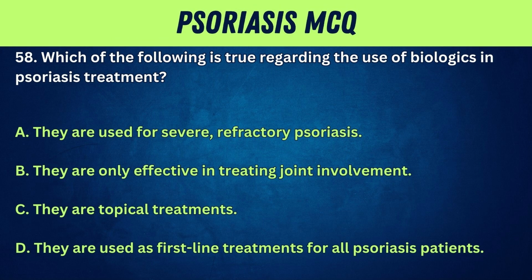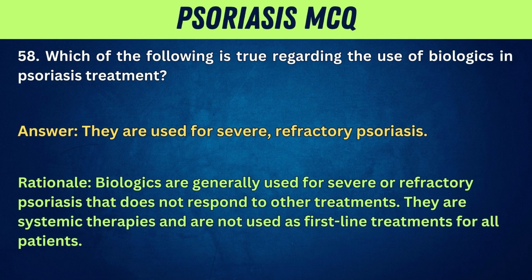58. Which of the following is true regarding the use of biologics in psoriasis treatment? A. They are used for severe, refractory psoriasis. B. They are only effective in treating joint involvement. C. They are topical treatments. D. They are used as first-line treatments for all psoriasis patients.